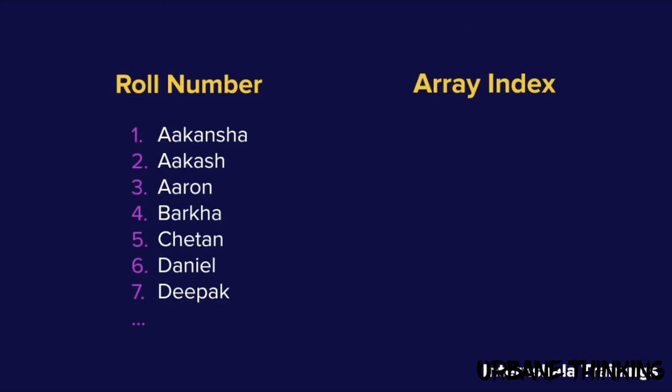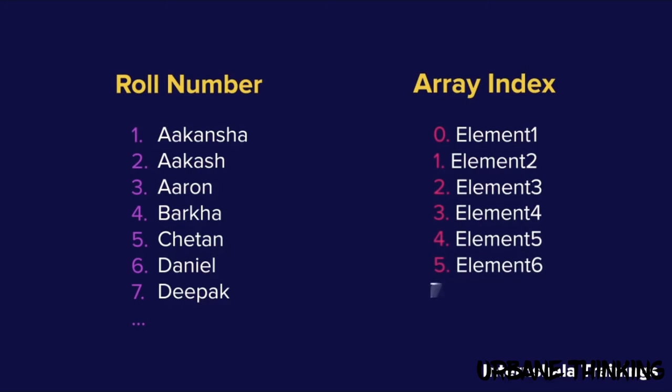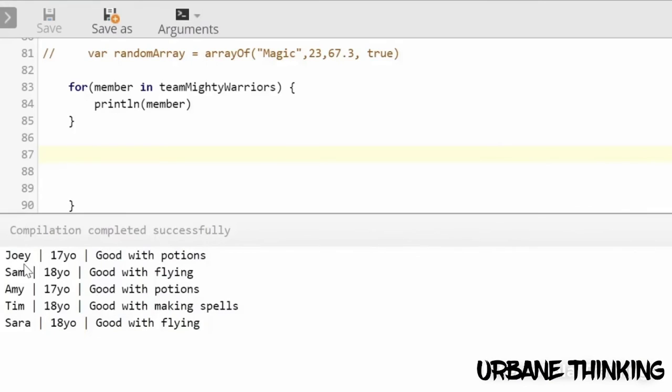In arrays, all the elements are indexed based on what order they are written in. And the indexing starts from 0. Because in computer programming, everything starts from 0. So Joey has the index 0, Sam has 1 index, 2, and so on. You can also think of it like a basketball team where each player wears a number on their jersey. So in this team, Joey will have 0 number jersey, Sam will have 1 number jersey, Amy would have 2 number jersey, Tim would have 3, and Sarah would have 4.